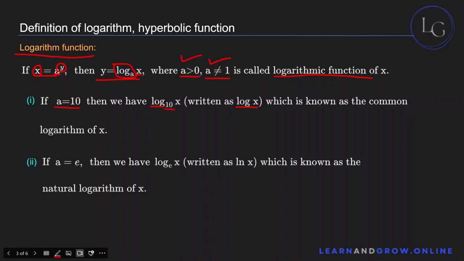Now there's another one. If a is equal to e, which is a certain value. I don't really remember what the value is in digits, but it's a value, and you have this in your calculator as well. So when a is equal to e, you get log with the base e of x, and that is the natural logarithm of x. And you can write down, instead of log with the base e of x, just ln x, ln being the natural logarithm.